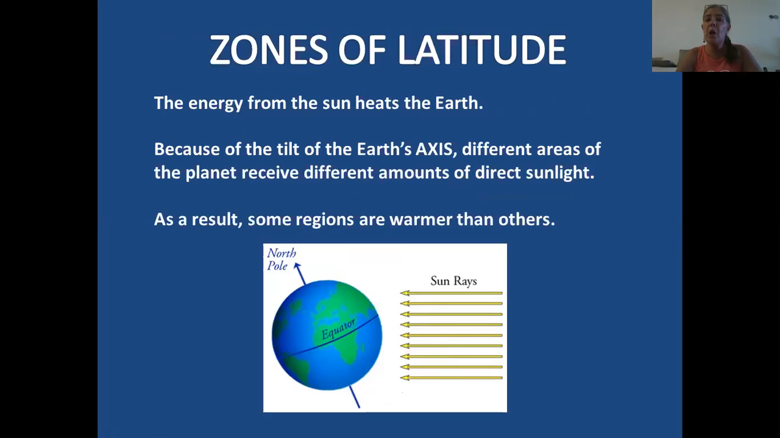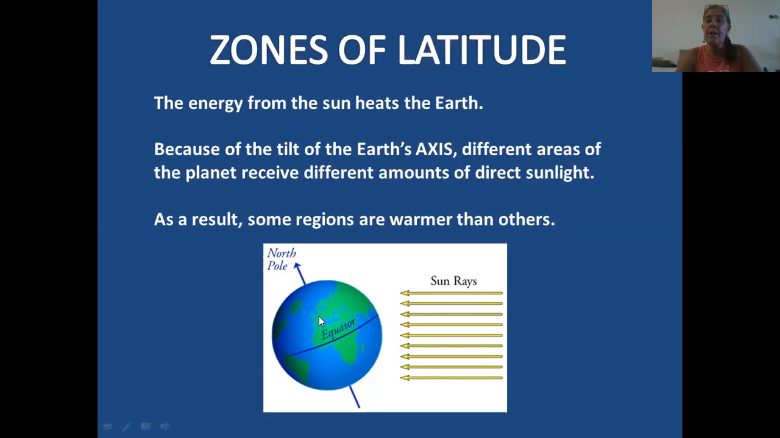So we're going to talk about the zones of latitude. The energy from the sun heats the earth, and we all know that. And because of the tilt of the earth's axis, different areas of the planet receive different amounts of direct sunlight. As a result of that, some regions are warmer than others.